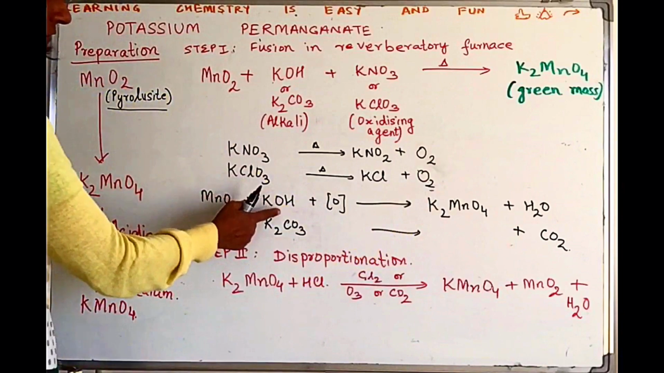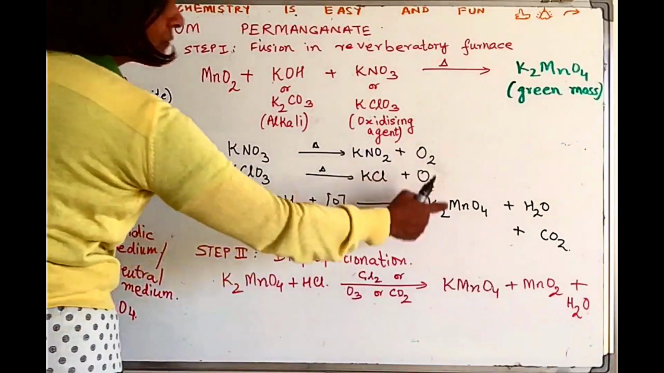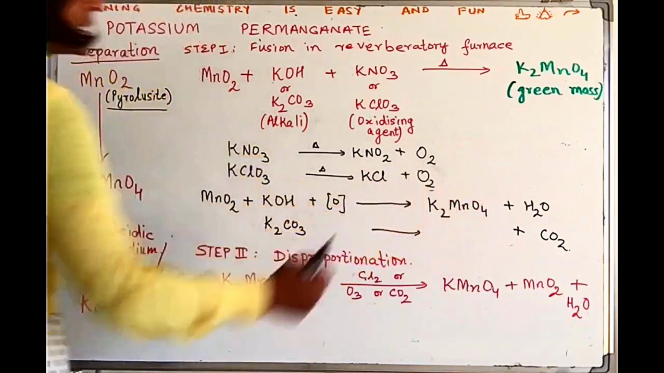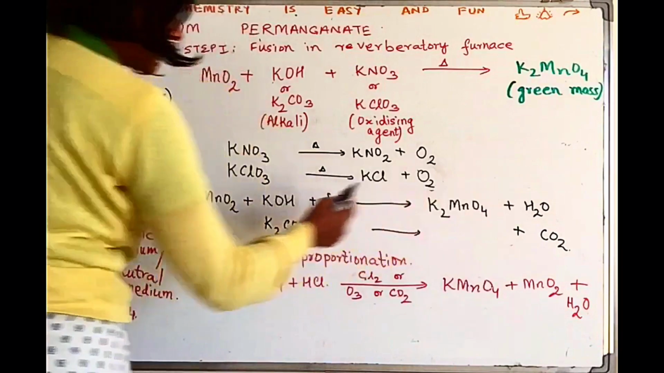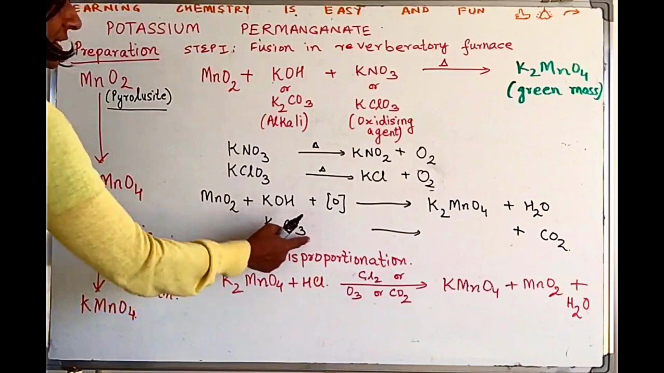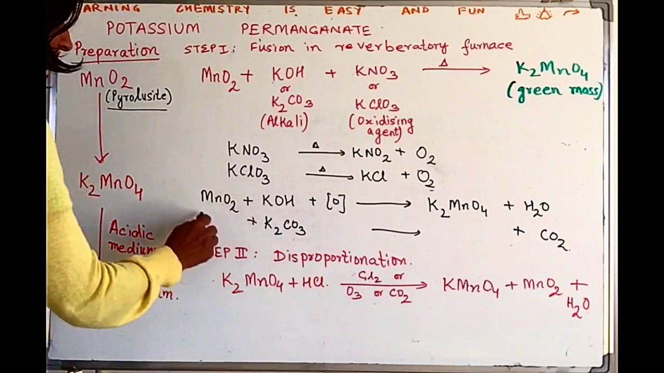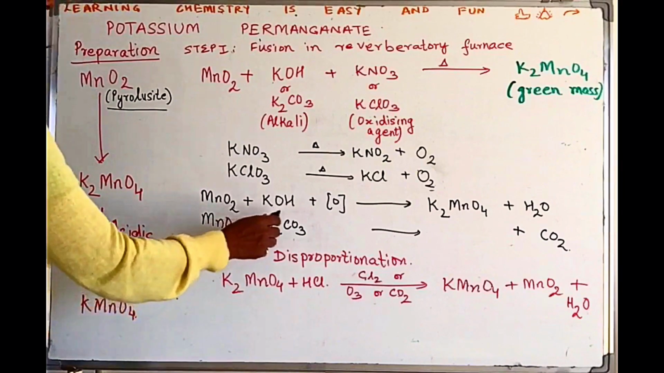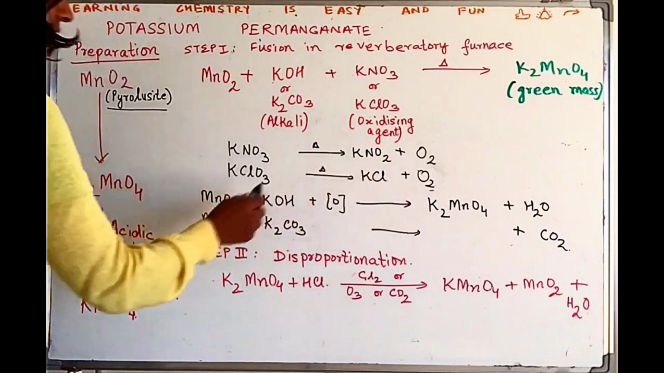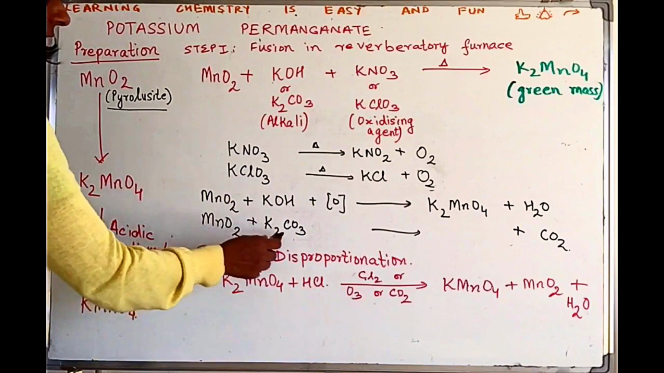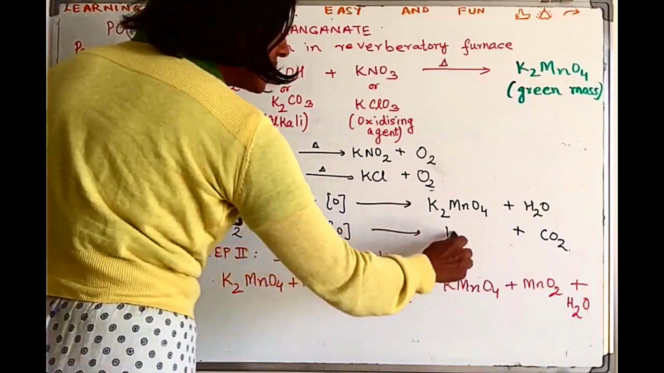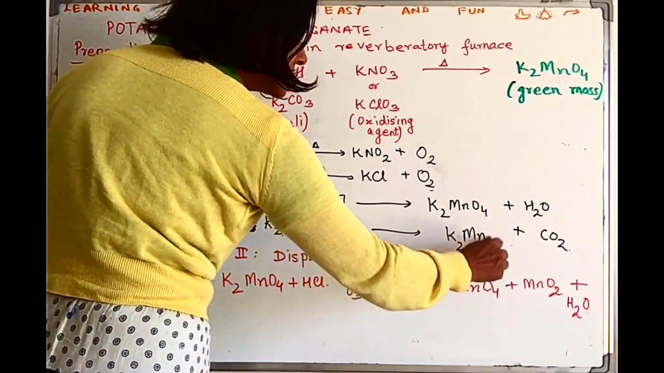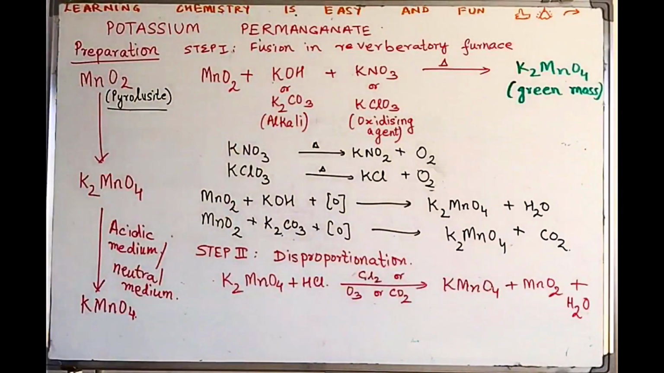MnO2 in the presence of an alkali undergoes oxidation, forms K2MnO4 plus water, and there's no carbon dioxide. Carbon dioxide you'll get if you are using K2CO3. So what we've got over here is, if I'm using KOH as the alkali, these are the products. If on the other hand I am using K2CO3 as the alkali, then in that case we get K2MnO4 plus carbon dioxide as the byproduct.